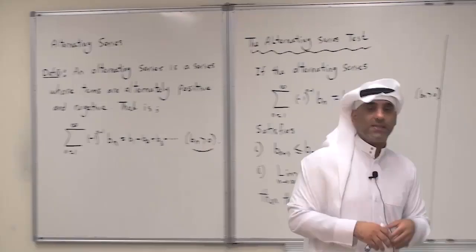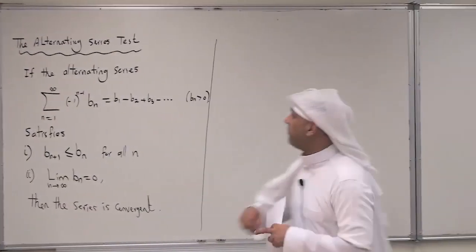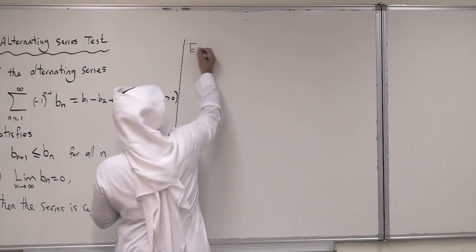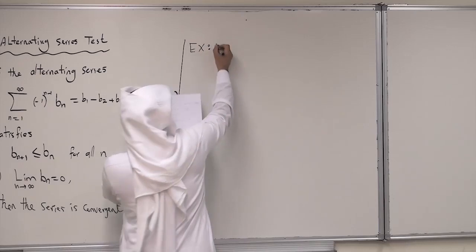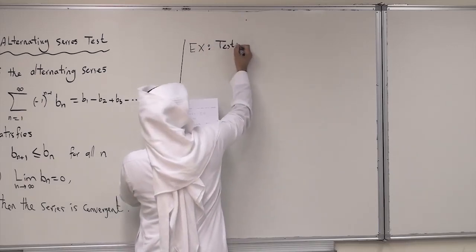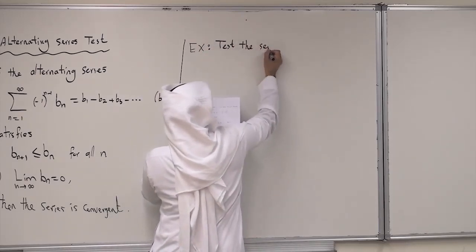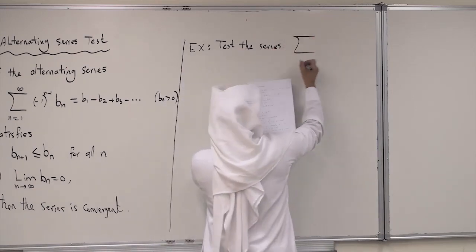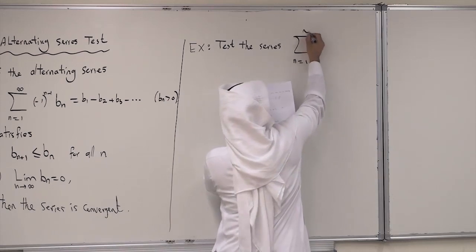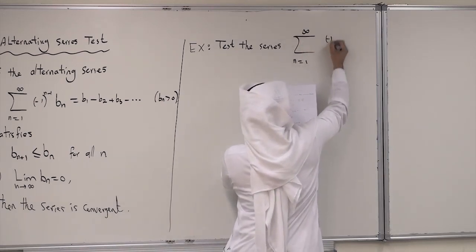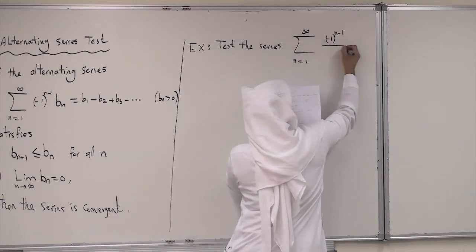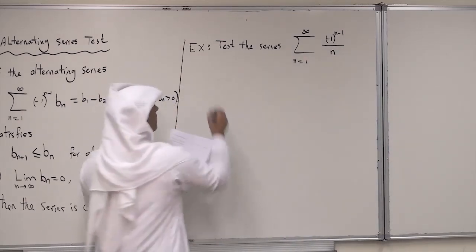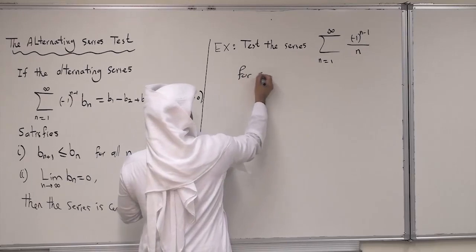How do we apply this test in examples? Let us take the following exercise. Exercise number 1 says: test the given series, the sum from n equals 1 to infinity of (-1)^(n-1) over n, for convergence. This is a very famous one, and we need this example later when we talk about absolute and conditional convergence.